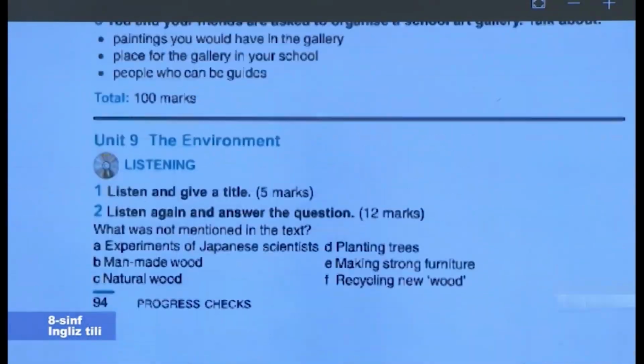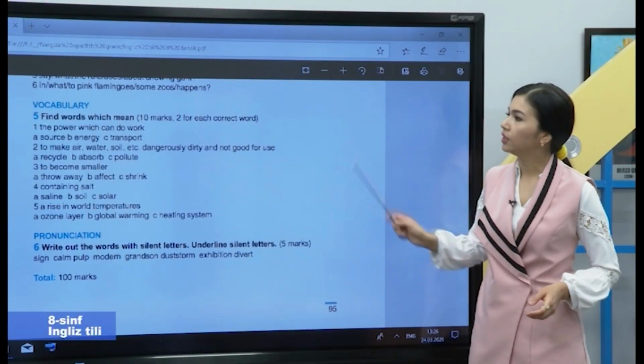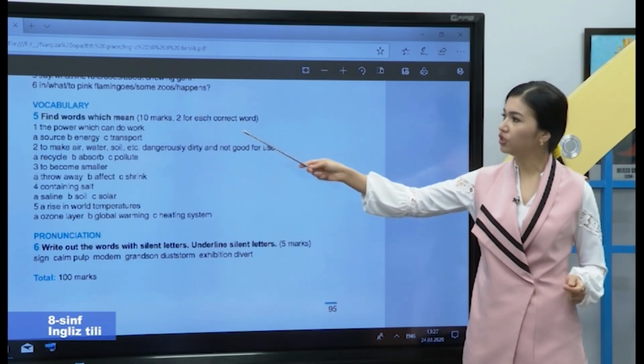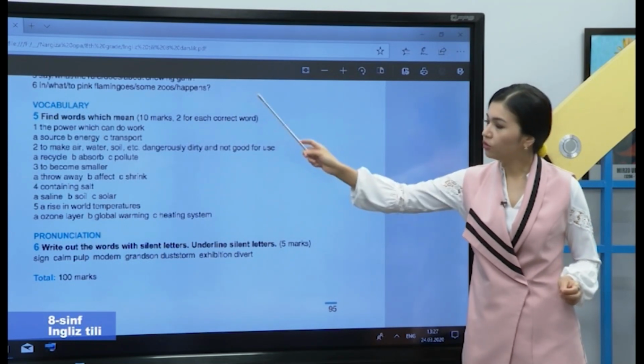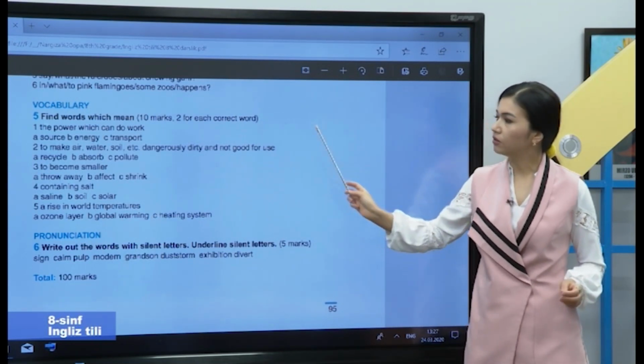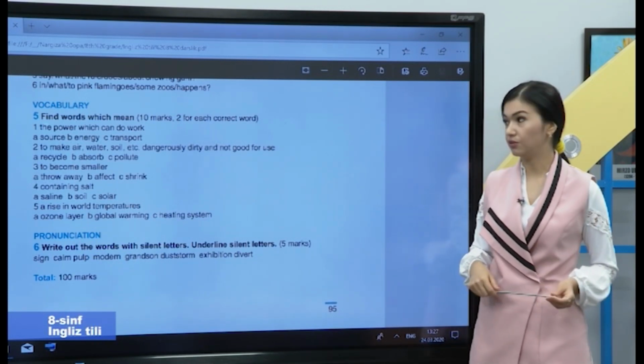Dear pupils, as a homework, I want you to do exercise 5, vocabulary. Find words which mean... So, you are given here 5 definitions. According to these definitions, you should write down the correct answers.